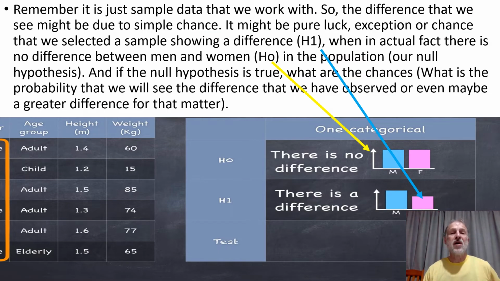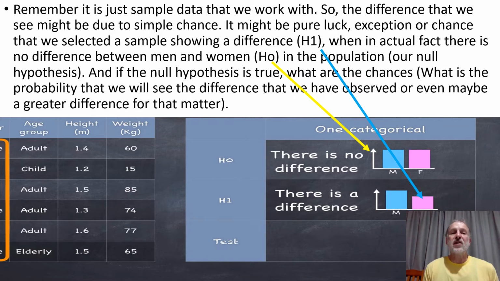You must remember that it is just sample data that we work with. So we are definitely not sure whether the population will look exactly like the sample. So the difference that we see might be due to simple chance, like I've said. It might be pure luck, exception, or chance that we selected a sample showing a difference. So this is basically what we're going to say. We believe there is a difference, and we're going to present it with the letters H1. This is our alternative hypothesis.